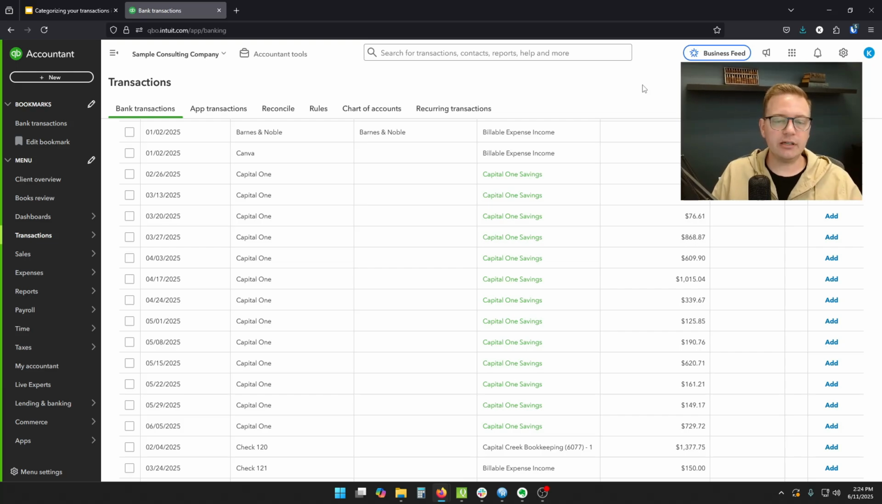It is a good feature because you don't want to add in a transaction that's already in there. That will obviously create a duplicate, two transactions that are the same, and that'll cause a whole mess of problems. So you do want to use it, just be careful.